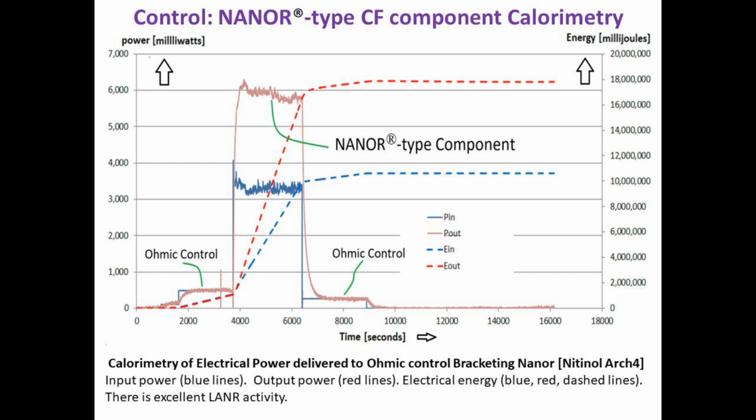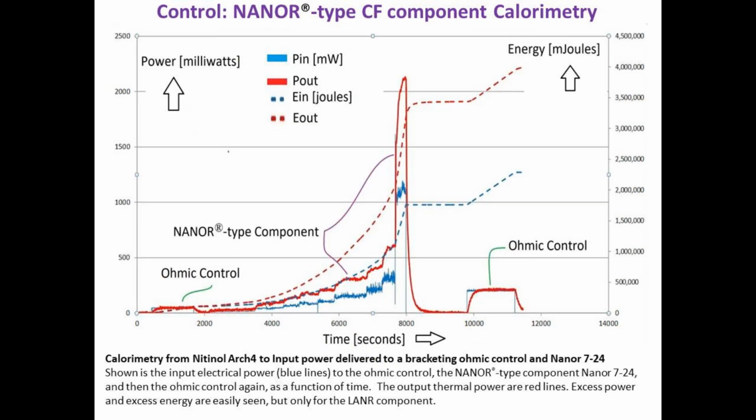Here is another run that has no separation of the ohmic controls to the cold fusion component. The input power was immediately shifted between the two, and a bracketing sequence was used where the ohmic control is on both sides. Here again we can see that the ohmic controls have no excess heat, whereas the LANR type component clearly has an excess heat that is observable both as a power gain and by energy.